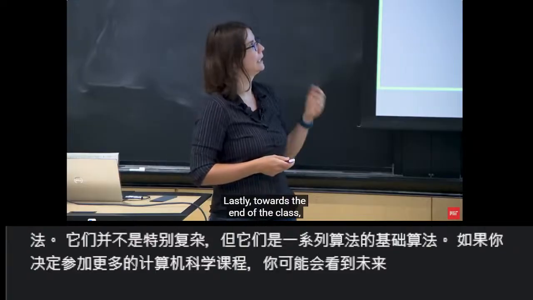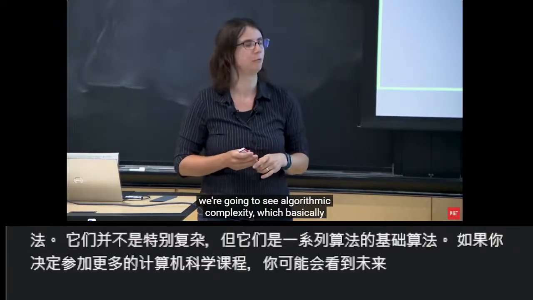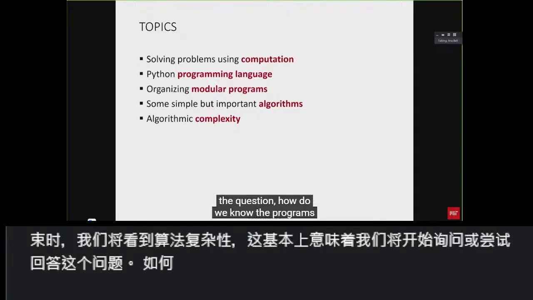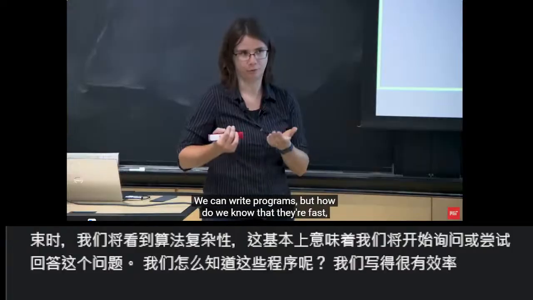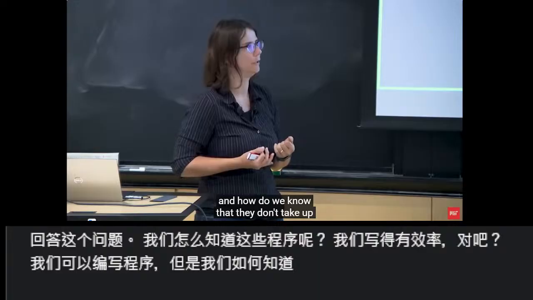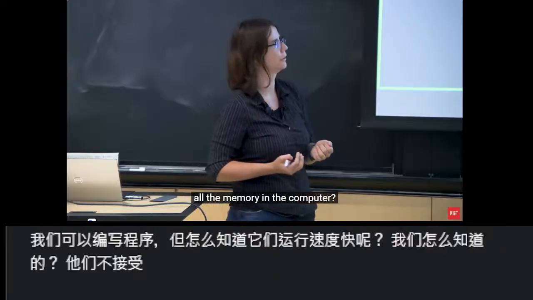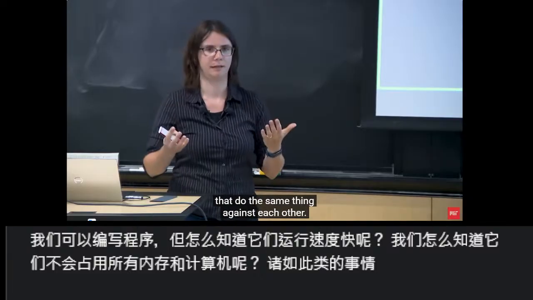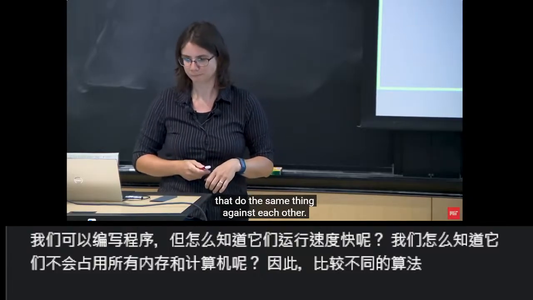Lastly, towards the end of the class, we're going to see algorithmic complexity, which basically means we're going to start trying to answer the question, how do we know the programs we write are efficient? Right? We can write programs, but how do we know that they're fast, and how do we know that they don't take up all the memory in the computer? So things like that, comparing different algorithms that do the same thing against each other.